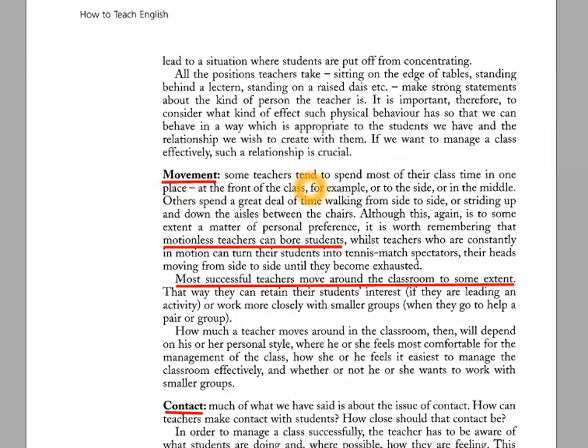Movement. Some teachers like to move in the rows or in the columns among the students' tables. This gives the students motivation and lets them always be with you. No one will be sleepy, and a motionless teacher can be poor or can bore the students, and that's not a good point for teachers. Most successful teachers move around the classroom to some extent.